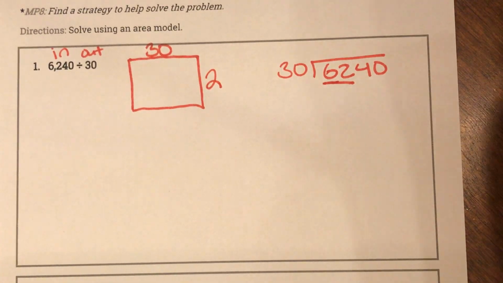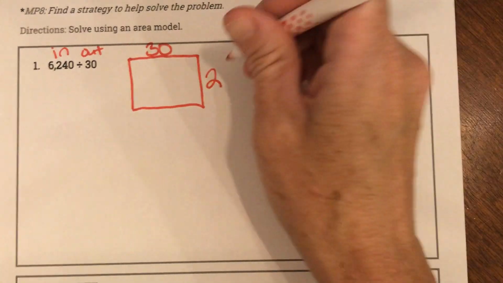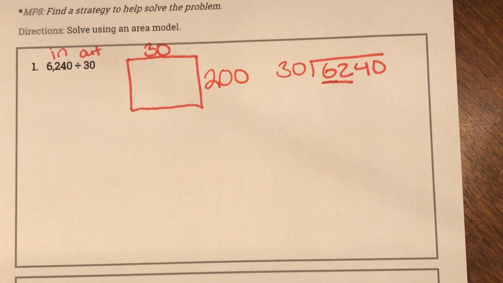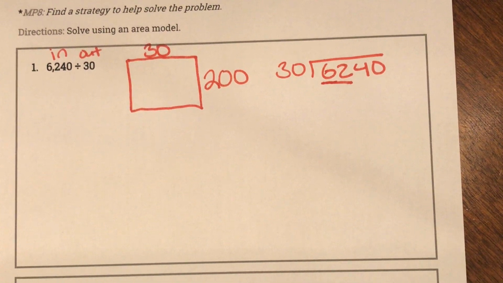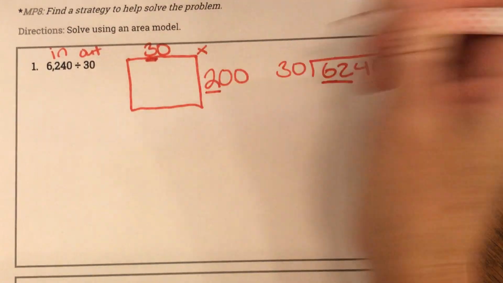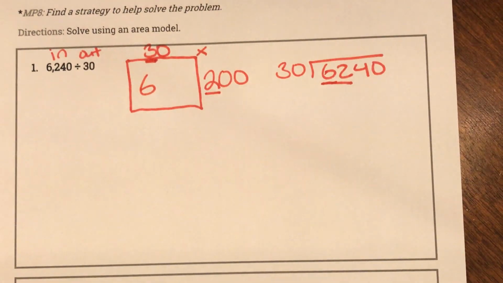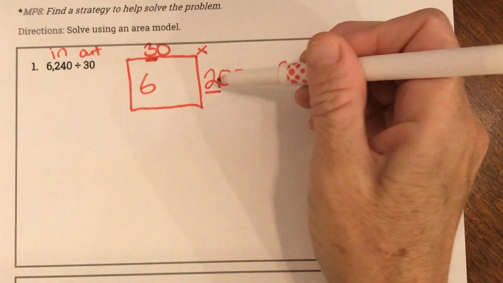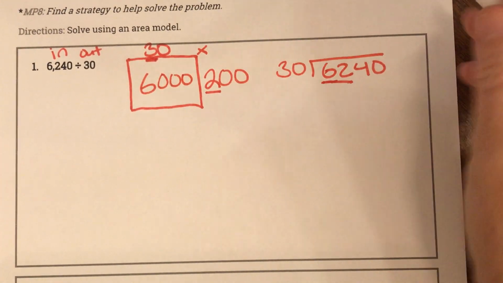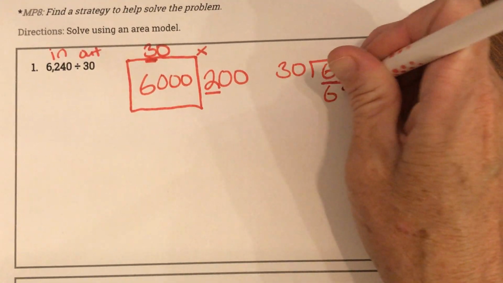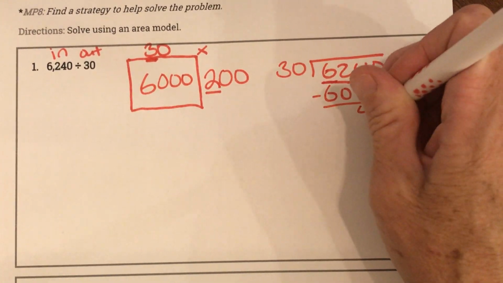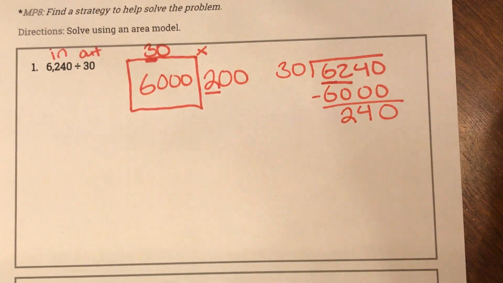But it's not 2 because I have these two digits over here. So it's really 200. Okay, so now let's multiply this. I get 3 times 2 is 6. And how many zeros am I going to add? 1, 2, 3. Okay, so let's take this and subtract it. I get 0, 4, and 2.